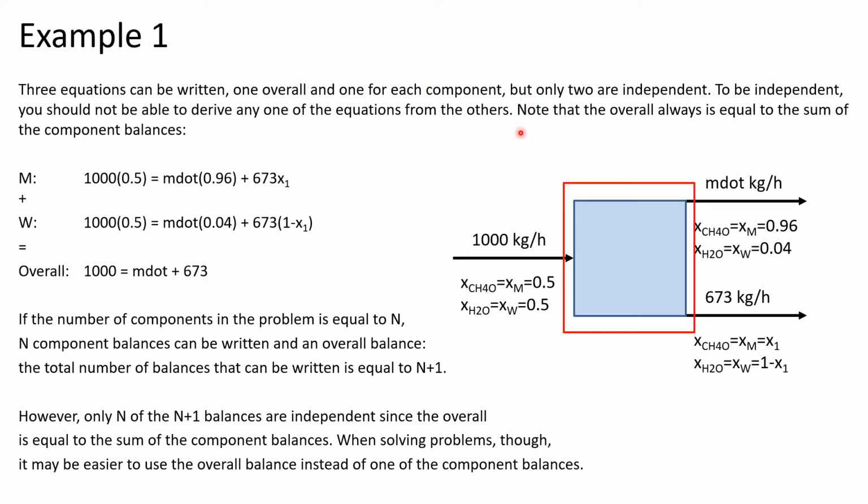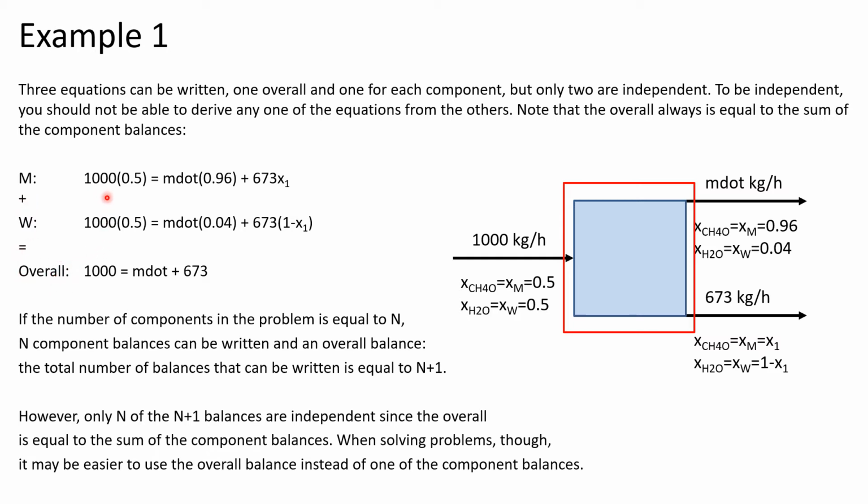Let's review what it means for a set of equations to be independent. To be independent, you should not be able to derive any one of the equations from the others. Now, the overall balance is always equal to the sum of the component balances. So for instance here, if we take the methanol balance and add to it the water balance, you'll find you get the overall balance. Let's do this term by term.